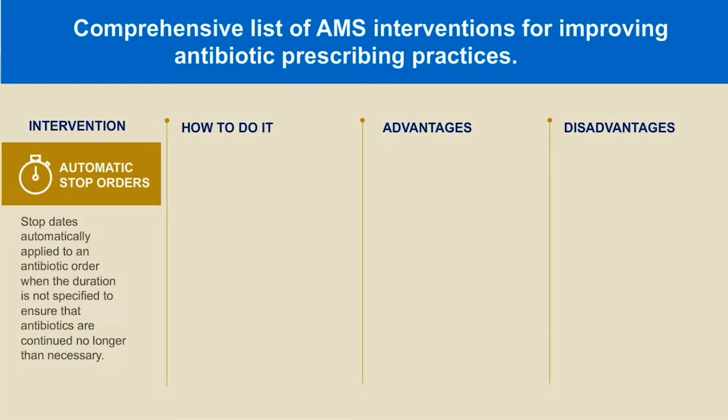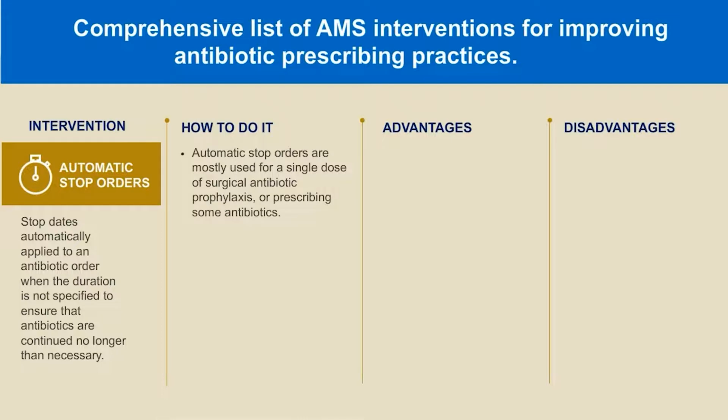And finally, let us review an example of a restrictive intervention. Automatic stop orders are stop dates that are automatically applied to an antibiotic order when the duration is not specified to ensure that antibiotics are continued no longer than necessary. Here's how it can be implemented.